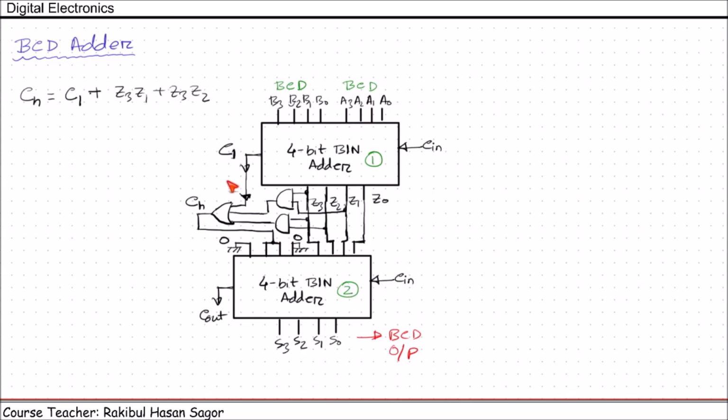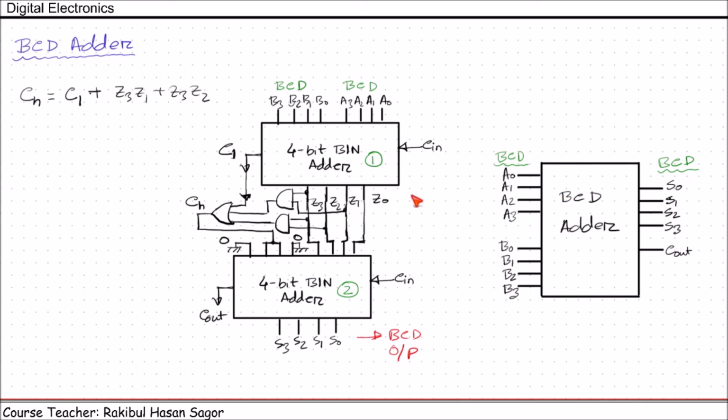Now this circuit will act as a BCD adder. Whenever we are giving BCD inputs, if the output is less than or equal to 9, then 0 0 0 0 will be added with this number, so this number will appear directly here. But if Z0, Z1, Z2, Z3, C1 has a value greater than 9, then this circuit will make the output be added with 6 and we will get the corresponding BCD output. So this is the BCD adder circuit.